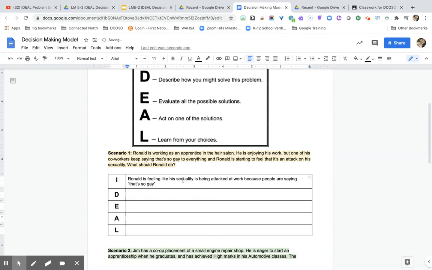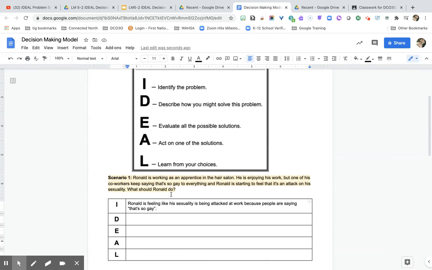Okay, so one of his coworkers is making him feel uncomfortable and keeps saying "that's so gay." So describe how you might solve this problem. What are some things that you could do to solve this problem? So I is identifying the problem. D is describing how you might solve this problem.